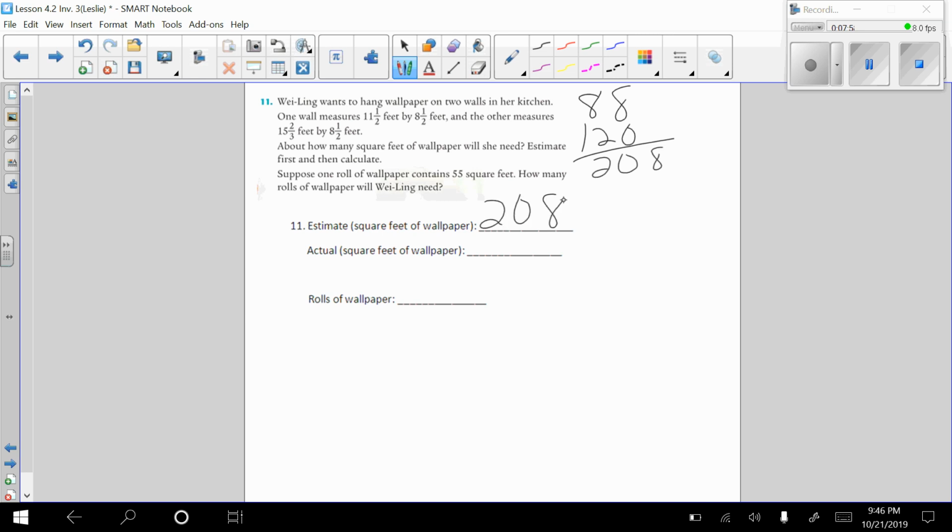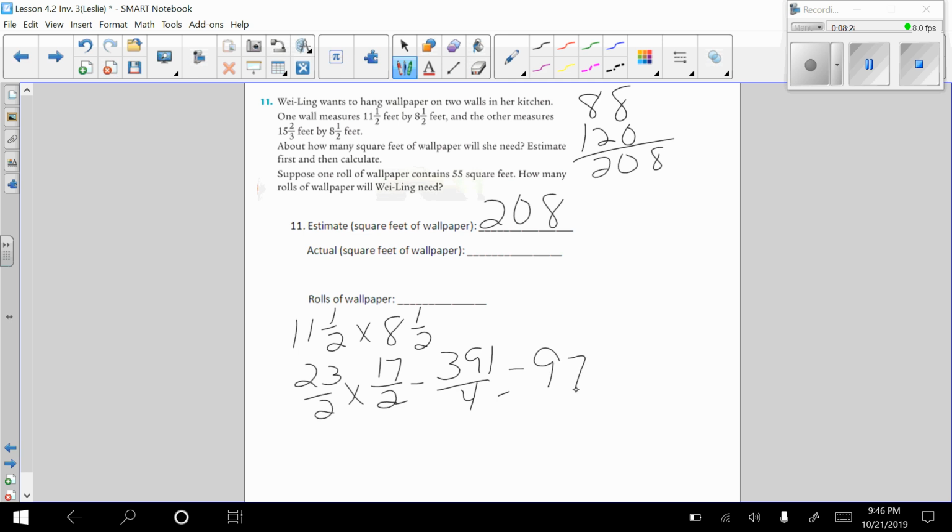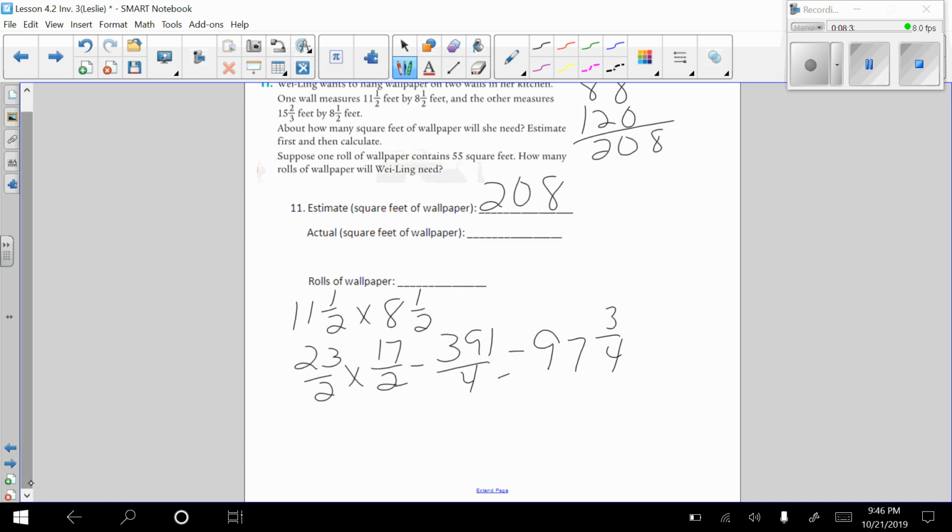That's my estimate. If I needed to do the actual work, I would have to calculate them out. First, I would have to take 11 1/2 times 8 1/2, change them to improper fractions, so that gives me 23 over 2 times 17 over 2, to find out that that would give me 391 over 4. Again, make sure you simplify. How many groups of 4 can I take out? Well, I can take 97 groups of 4 and have 3/4 left over. That's kind of difficult math, so make sure you're double checking.